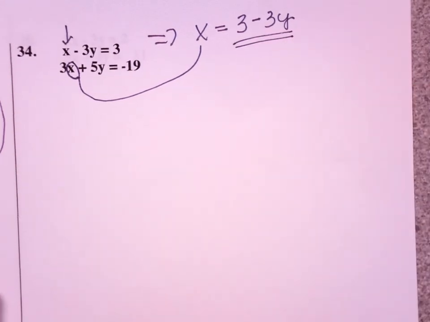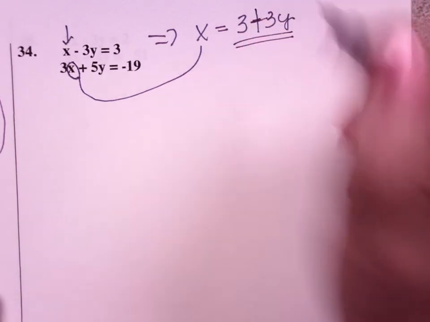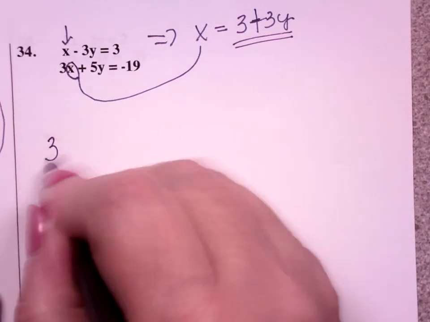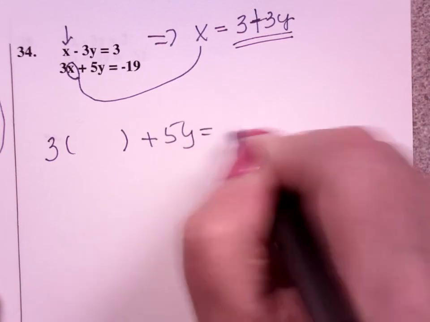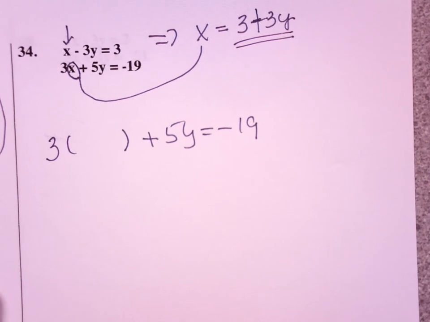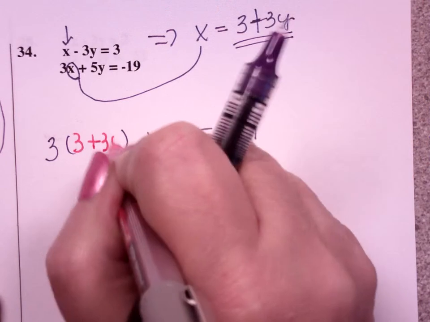Wouldn't it be 3 plus 3y? Oh yes, thank you. Why wouldn't I have been in trouble? So I'm going to substitute in for that x right there, namely 3 plus 3y. So this says that 3 times x plus 5y equals negative 19. And we said that x is equal to 3 plus 3y.